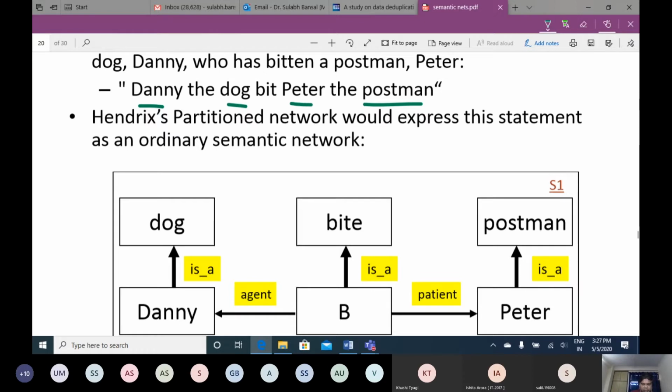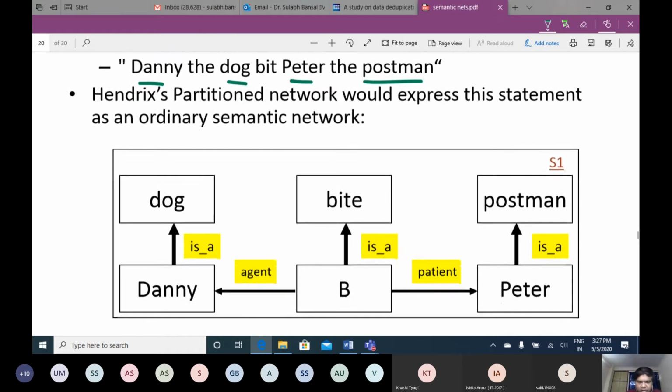that bite is represented in this graph as a node B. So this B actually represents all bites possible. Any bite which happens in the world is represented by B. And Danny has bitten Peter, which represents a particular bite out of that class. So a class has been formed here, a class of all bites, and it has been represented as a node.